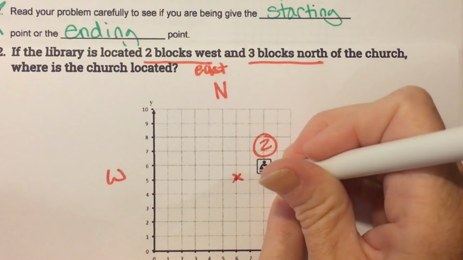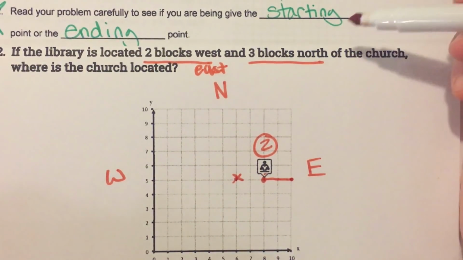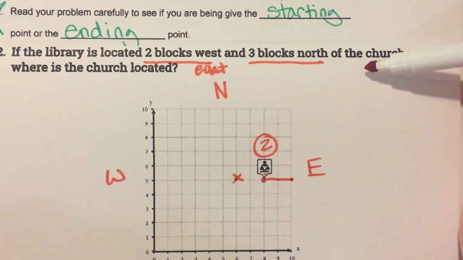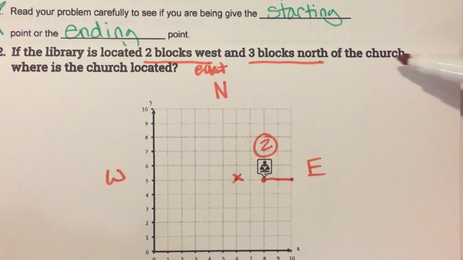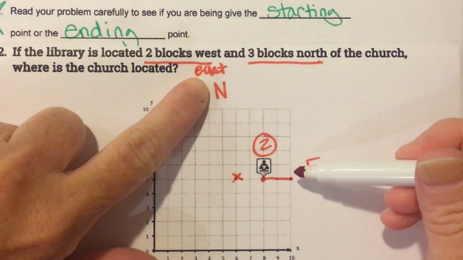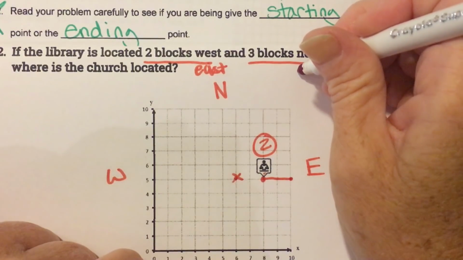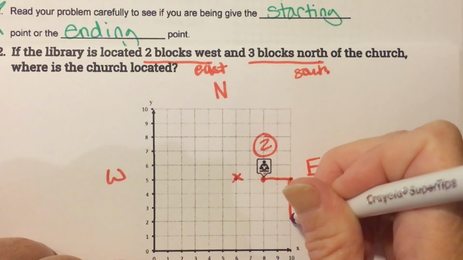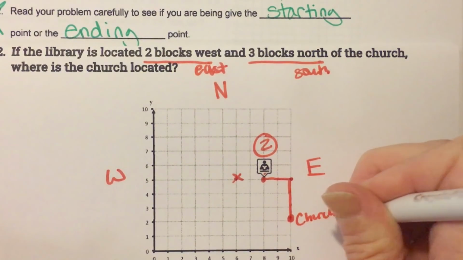So instead of 2 blocks west, I'm going to go 2 blocks east. Okay, it also says the library is 3 blocks north of the church. So let's read that again. The library is 3 blocks north of the church. So that means the library has to be north of the church, which means the church has to be south. So instead of north, I'm going to have to go south 3. And this is where I think the church is.